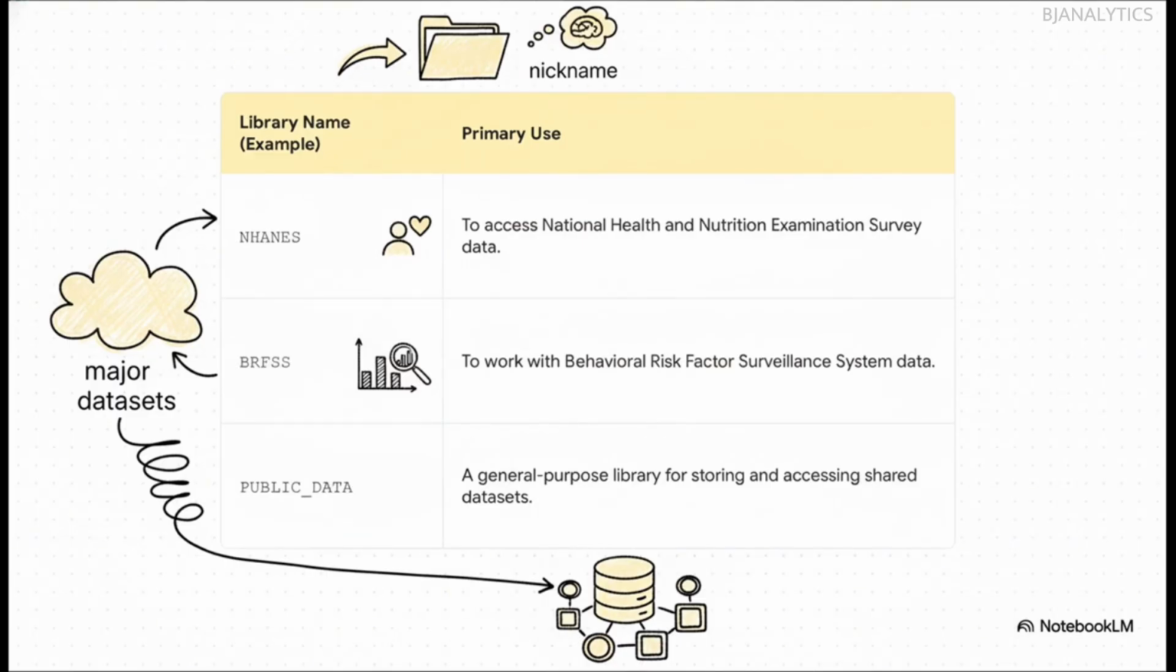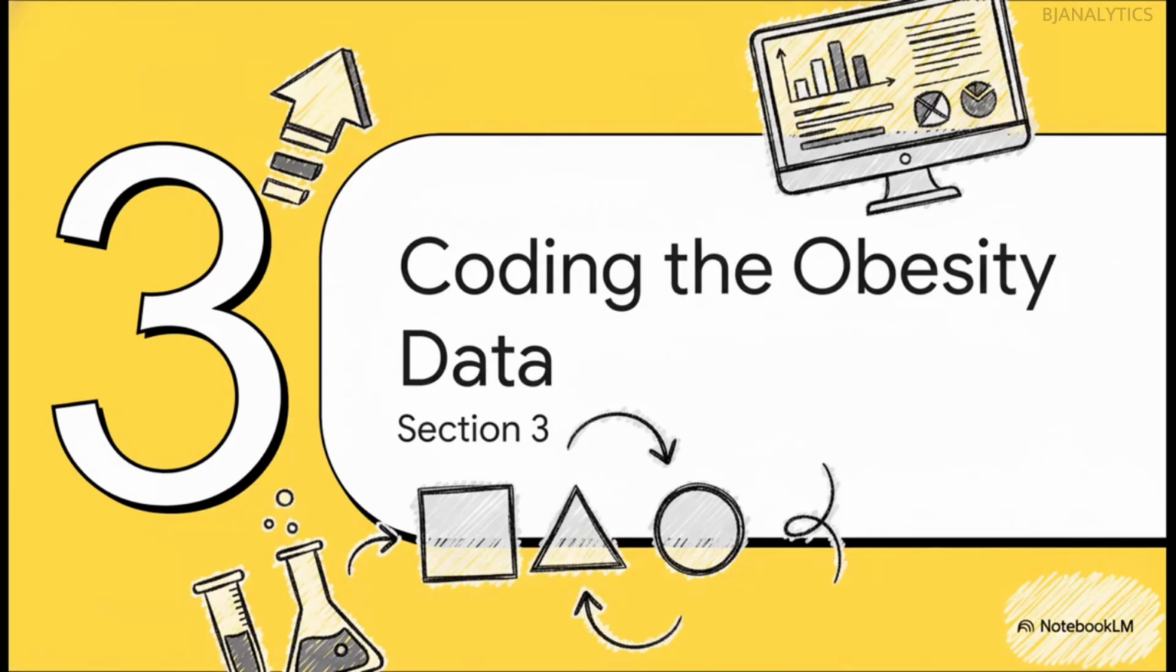All right, so how does SAS keep all this data organized? It uses something called a library. Honestly, the simplest way to think of a SAS library is just as a shortcut or a nickname for a folder on your computer. So instead of typing out a super long file path every single time, you just use the library name. You can see some common examples here that you'd see in public health, like NHANES for the National Health and Nutrition Examination Survey, or BRFSS for the Behavioral Risk Factor Surveillance System. Super handy.